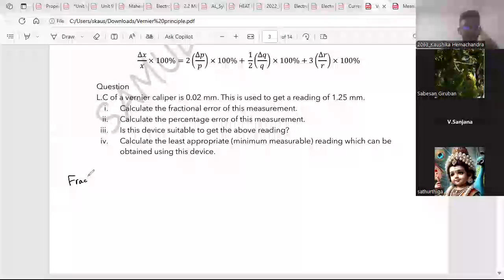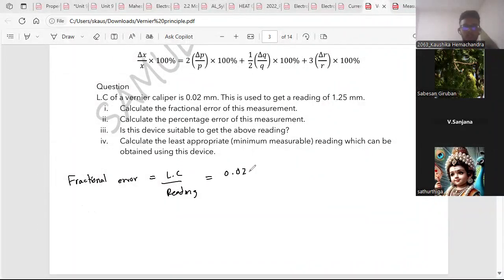So first they are asking fractional error. That is equal to least count over reading. So 0.02 millimeters divided by 1.25 millimeters. You get 2 over 125. Multiply this by 100, this by 100. You get 200 over 125.